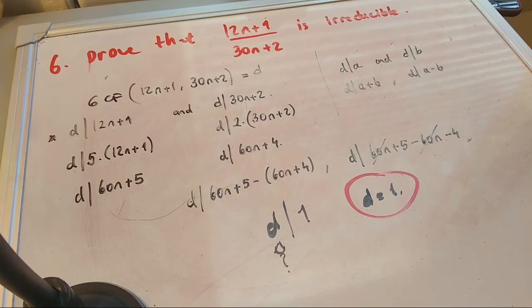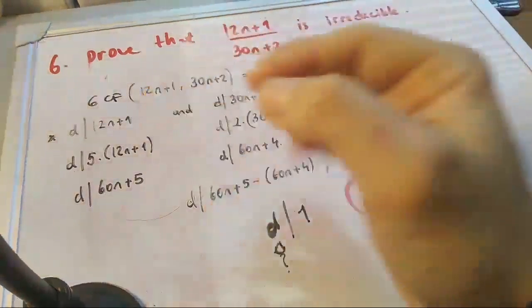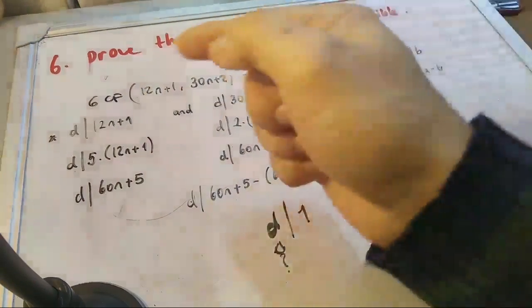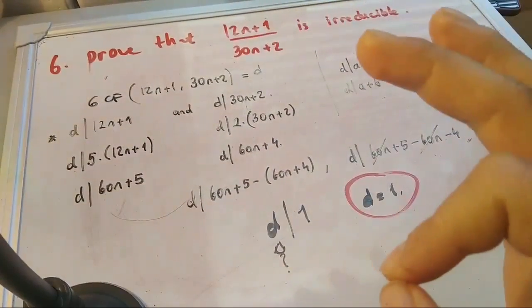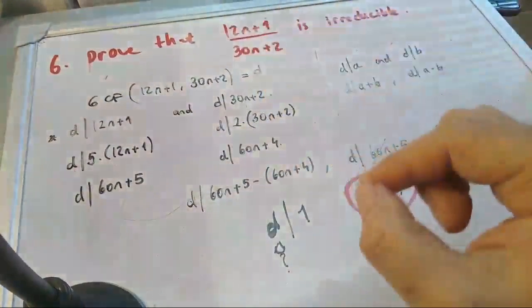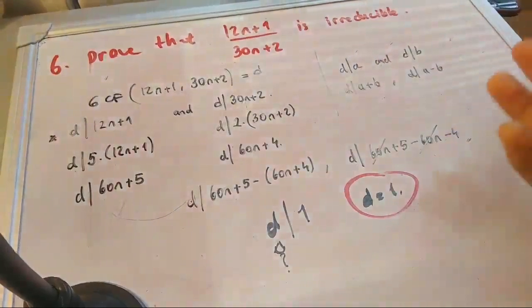So when we summarize this question, all you need to do is, before proving irreducible, you have to find the greatest common factor of 12n plus 1 and 30n plus 2. If you find the greatest common factor is 1, automatically the fraction is an irreducible fraction.